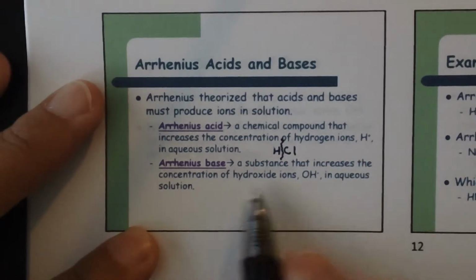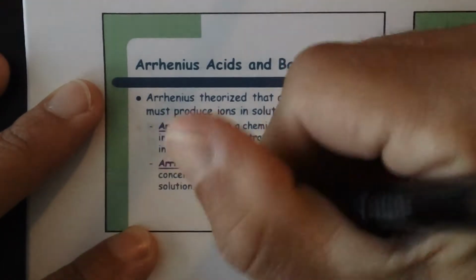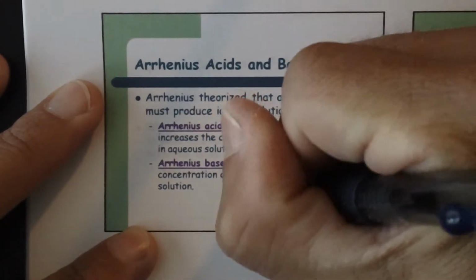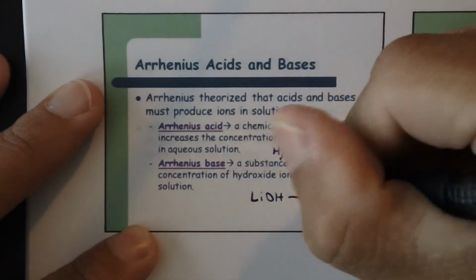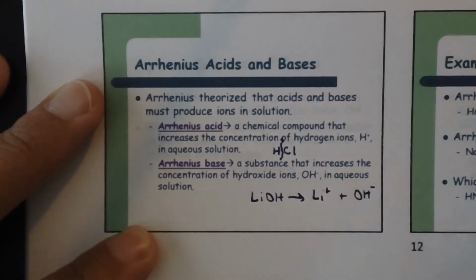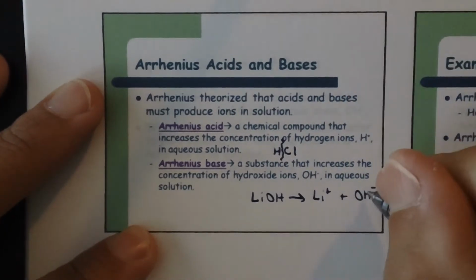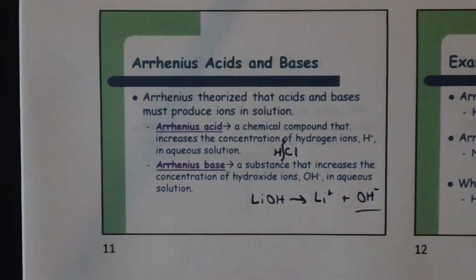An Arrhenius base, he says, is a substance that increases concentration of hydroxide ions in solution. So same kind of thing. If you get lithium hydroxide and you drop it into water, that water is going to come in and rip that thing apart into lithium ions and into hydroxide ions. And so we're going to be increasing the concentration of hydroxide ions in solution.